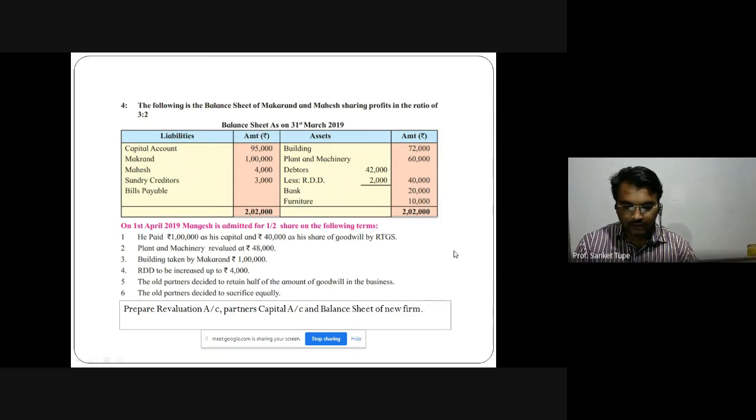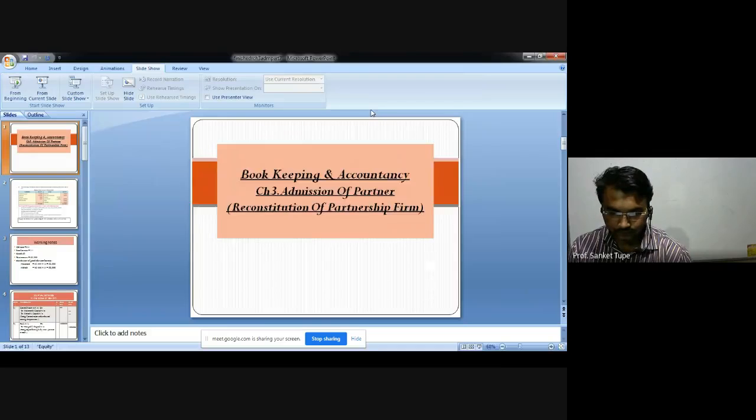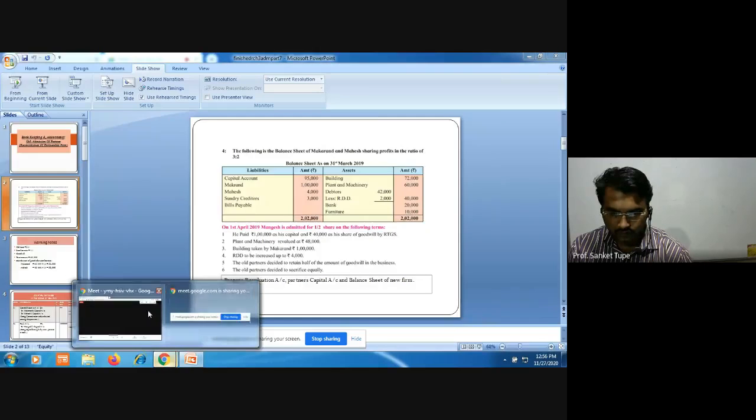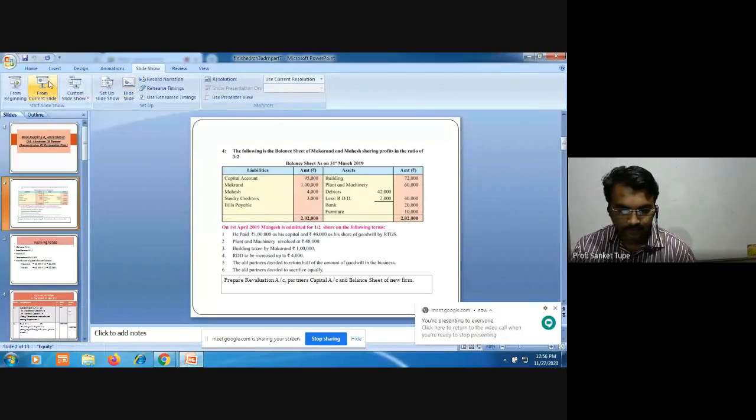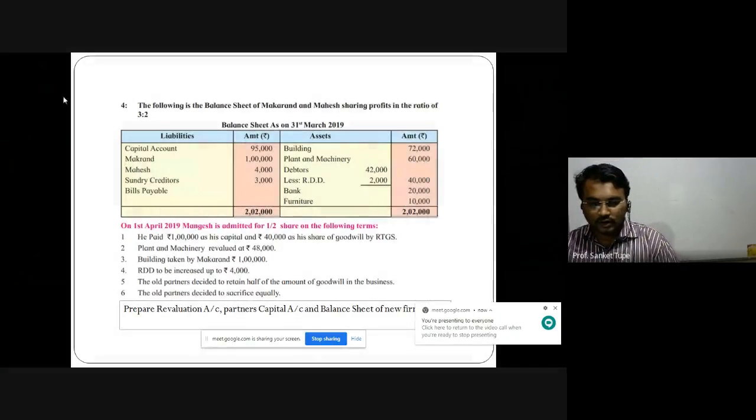See, there is a balance sheet given of Makarand and Mahesh sharing profits and losses in the ratio of 3 is to 2. You can see the problem where the ratio is provided, 3 is to 2. Capital accounts we can see on the liability side, Makarand and Mahesh, of amount 95,000 and 1 lakh rupees. The creditors amount is 4,000.